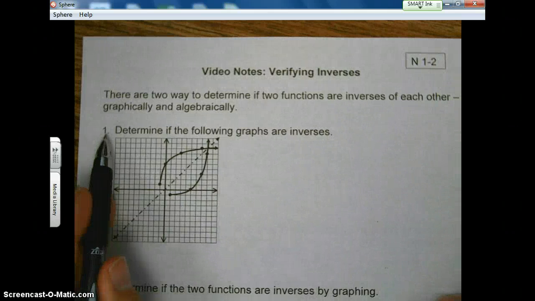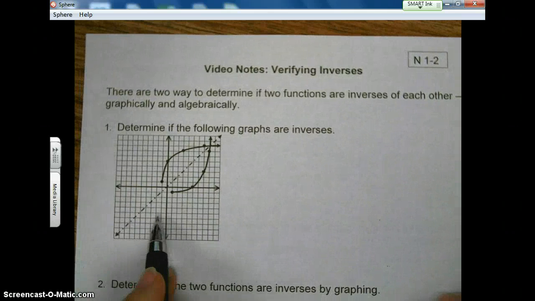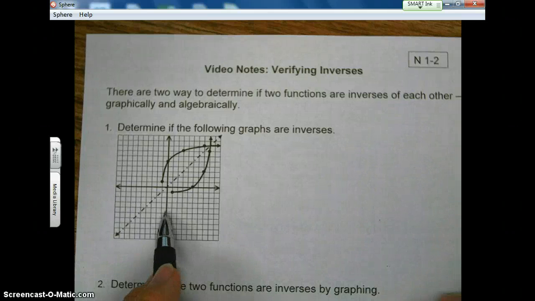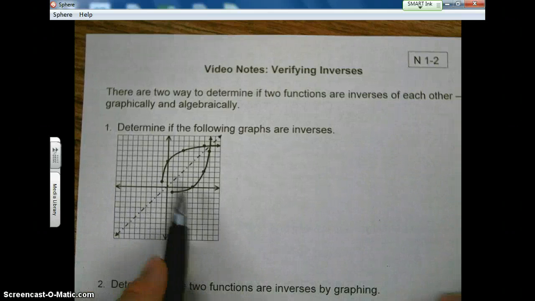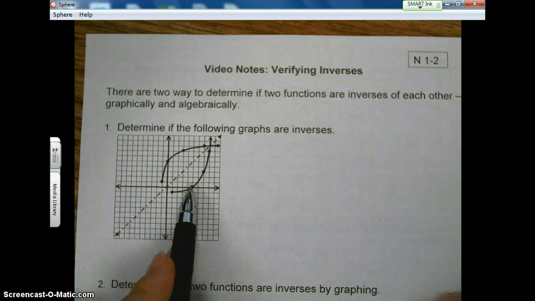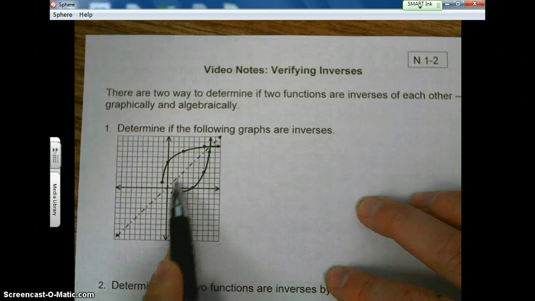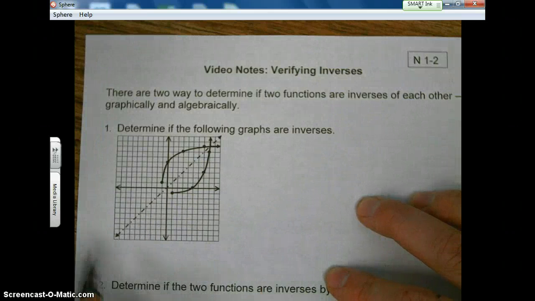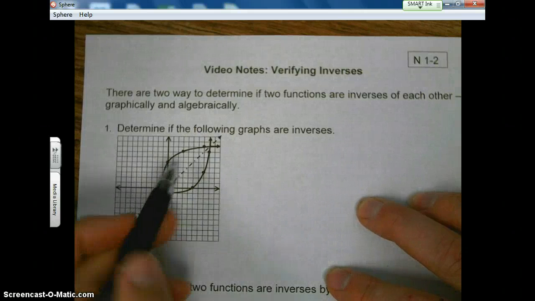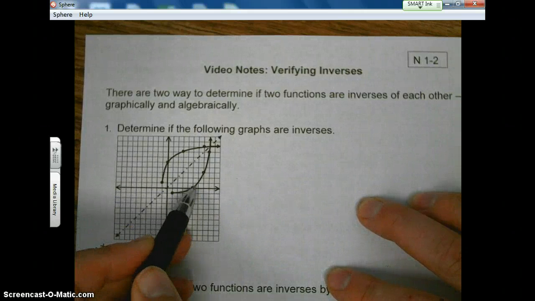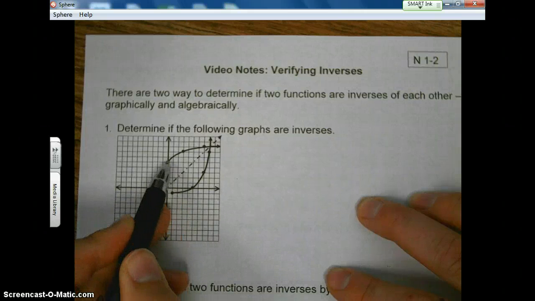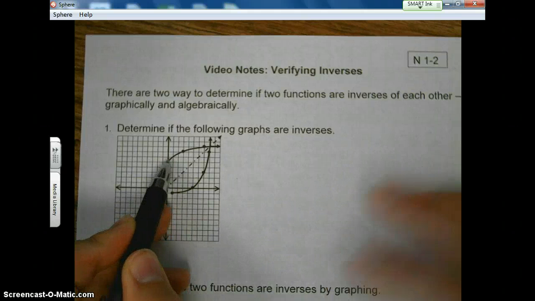The first method is by using a graph. So if you have a graph of two functions or two relations, are they inverses of each other? Notice this dashed line. That's our line of symmetry. Remember that that line is y equals x. Then if you fold over this line, you should land on the other graph. Okay? So sometimes though looks can be deceiving.